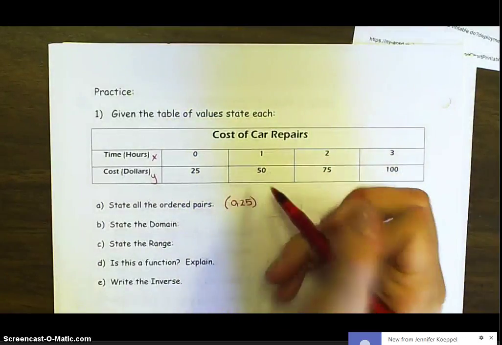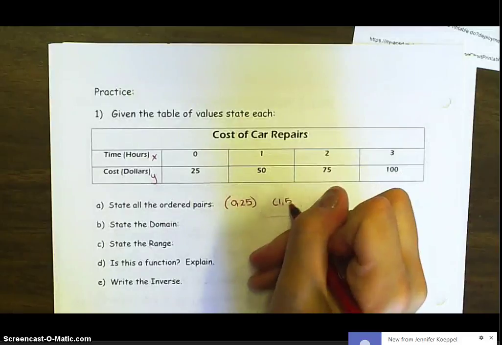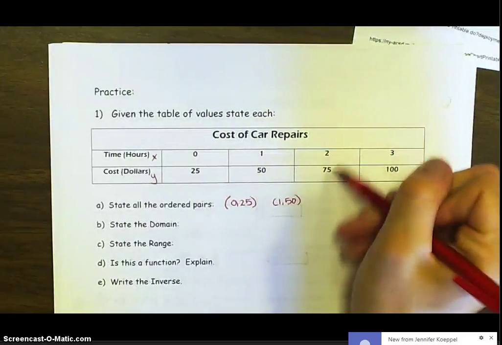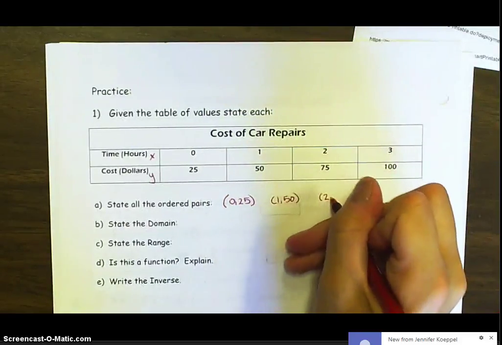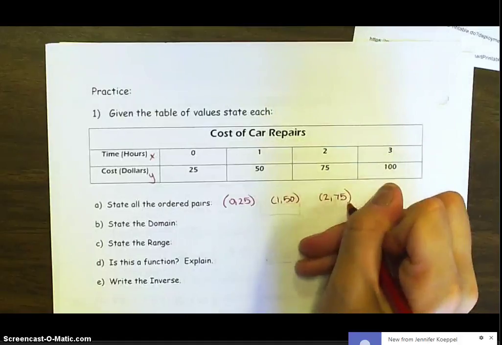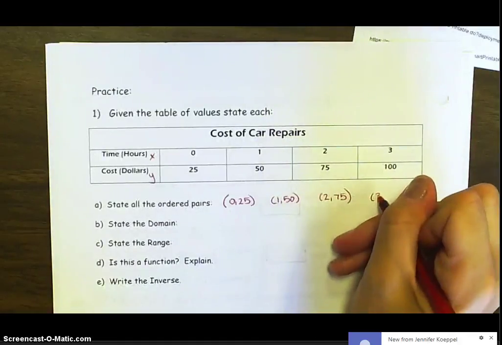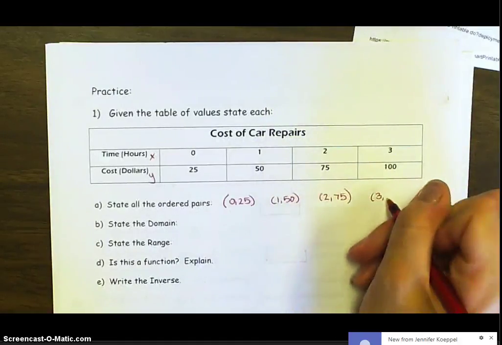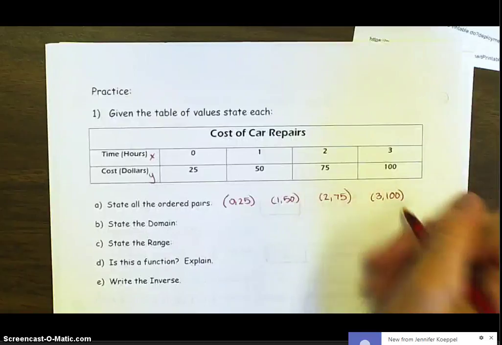So if we wanted to state the ordered pairs, it would be 0, 25. Our next group would be 1, 50. Our third group would be if you had 2 hours, it would cost you $75. And if you had your car worked on for 3 hours, it will cost $100 to get it repaired.